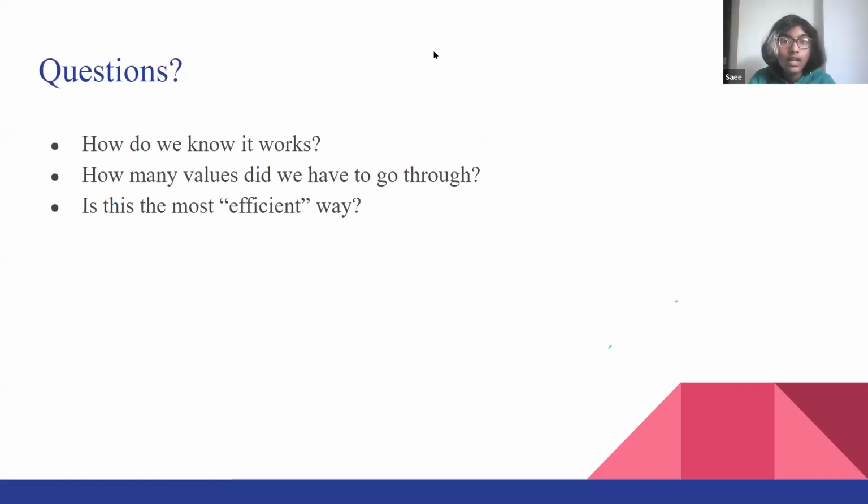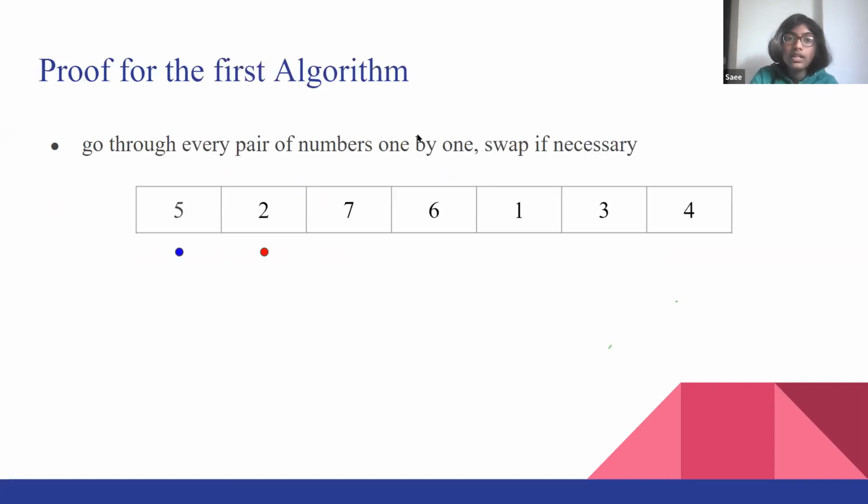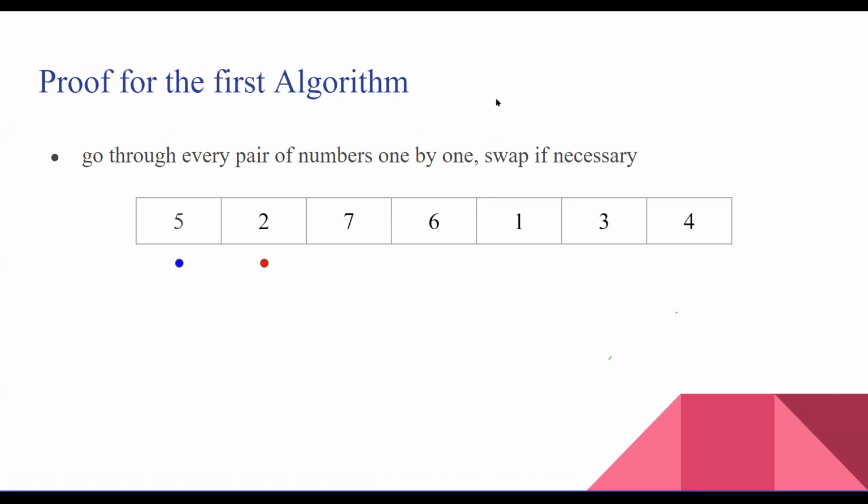How do we know it works? Let's go back to the first algorithm. Do you remember the first algorithm? What was it? We go through every possible pair of points and then swap if necessary. How do we know it works? Can someone tell me why we'll always get a sorted array at the end? Since we are swapping all the possible pairs and making the lowest value come first and the highest go last.